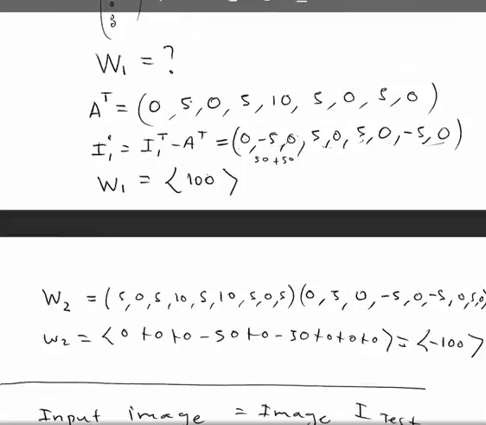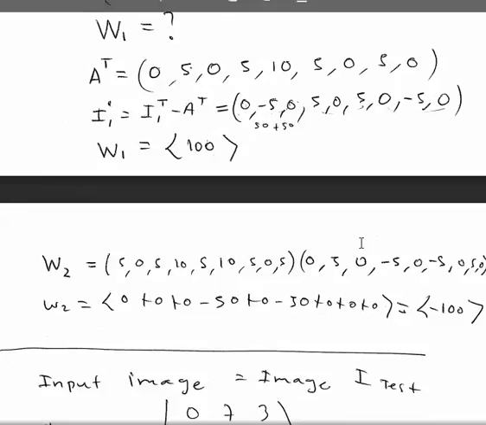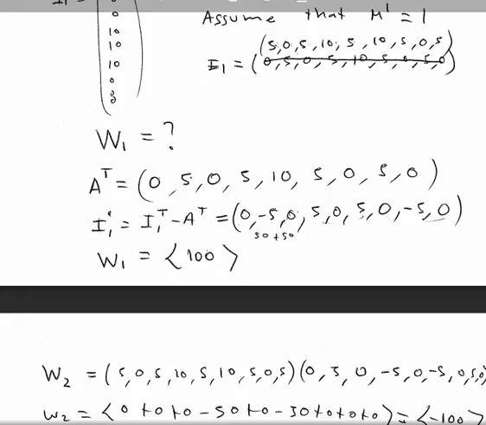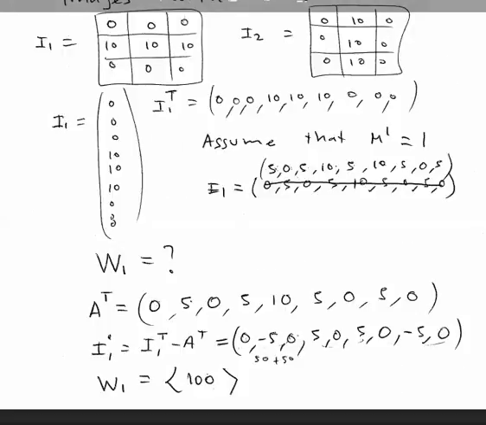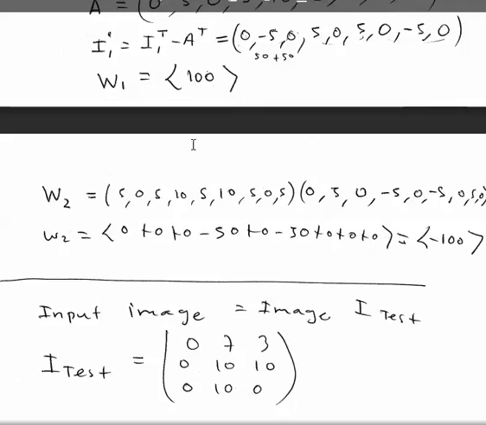And then we do that for the other image. This is the average, and this is subtracting the average from the image. Again, one is the eigenvector, and the other is the subtraction of the image minus the average, and we do the multiplication, and then we get a negative 100. So let's suppose I'm done with my training set. My training set has two images. One of those has a W1 of 100, and the other is negative 100.